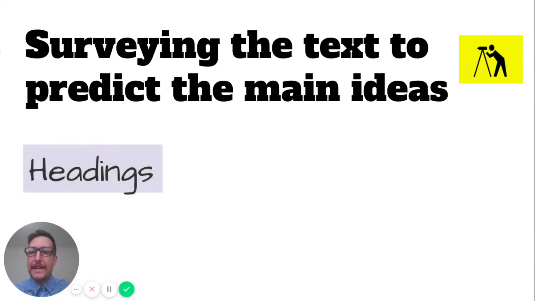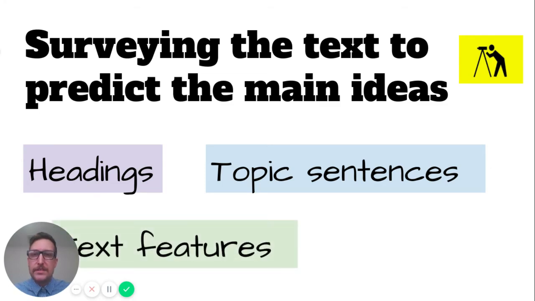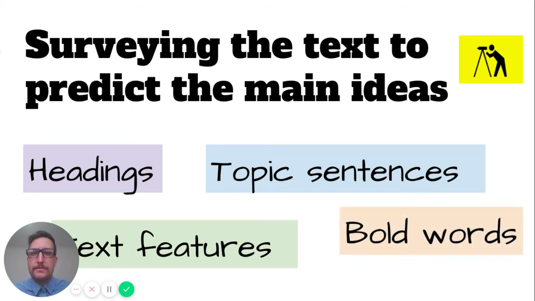When we do that, we look at headings. We know that they're super important. We can look at topic sentences, the first sentences in paragraphs. They usually tell us what it's going to be about. We can use text features. We know there's lots of different things going on in a page. There's pictures, there's diagrams, all those sorts of things. And we can look for bold words.